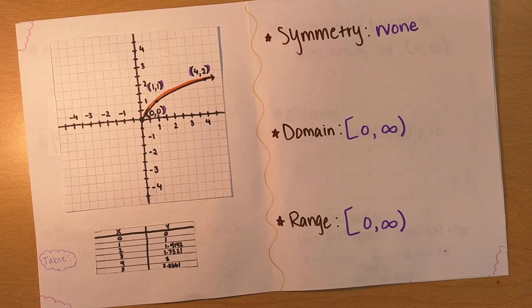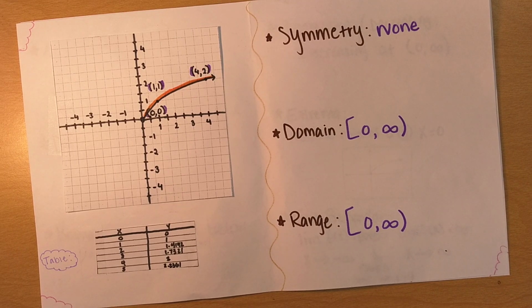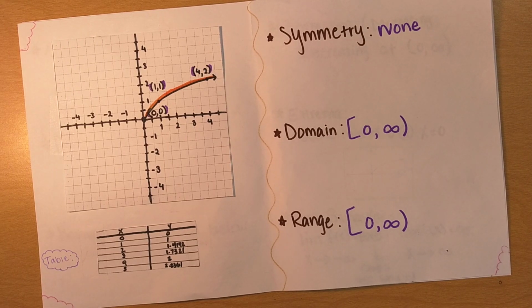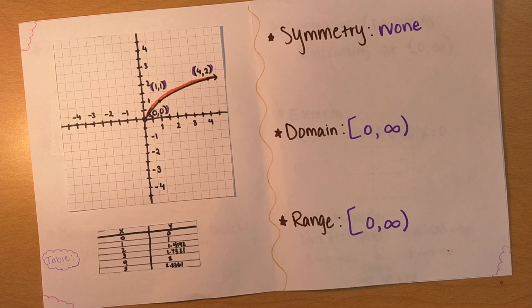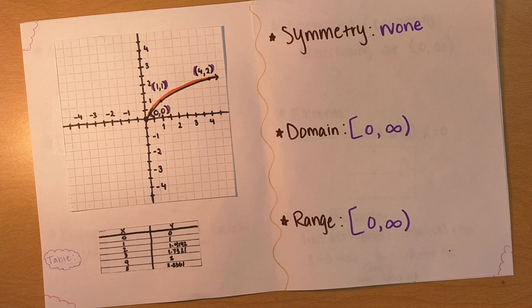This function is not symmetrical because it cannot be reflected with respect to either the x-axis or the origin. The domain includes 0 and continues positively without bound. The function can't have x values less than 0 because that would give a negative number under the square root. The range includes 0 and continues positively without bound.